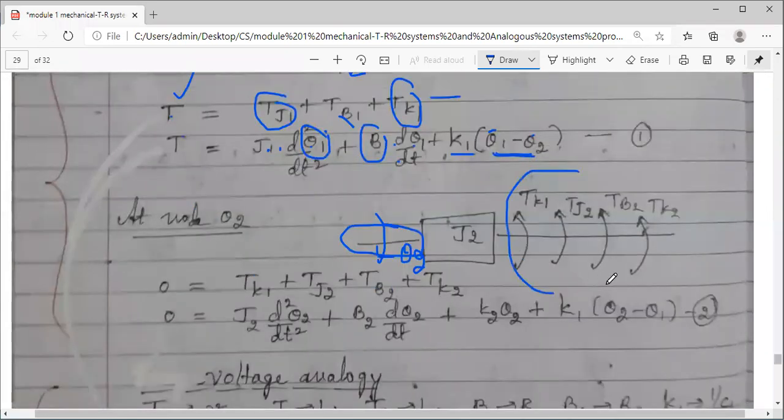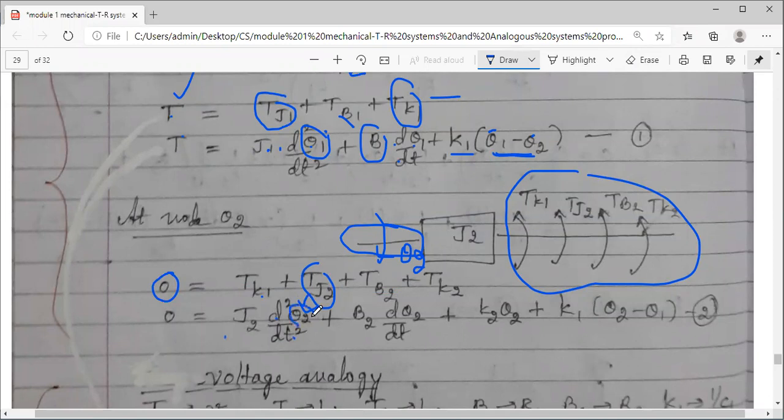So these four torques, I have shown in this direction, opposing torques. And according to Newton's law, if we equate them, no applied torque, 0 is equal to the sum of these opposing torques. And for the sequence, I have changed it. What you have to do, first you write TJ2. J2 d by dt square of theta 2.